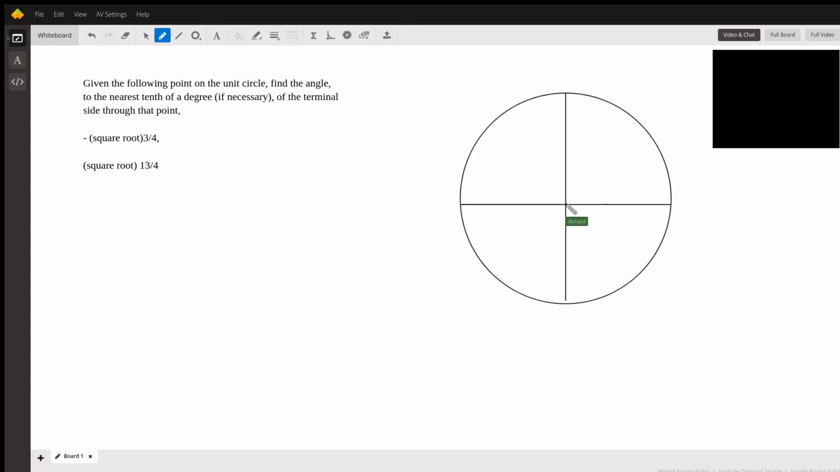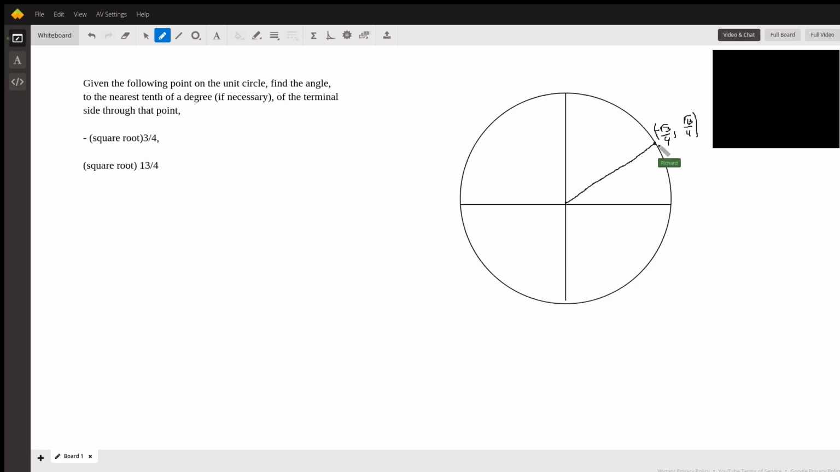And the angle has coordinates negative root 3 over 4, comma, root 13 over 4. So that's the coordinate of that point.